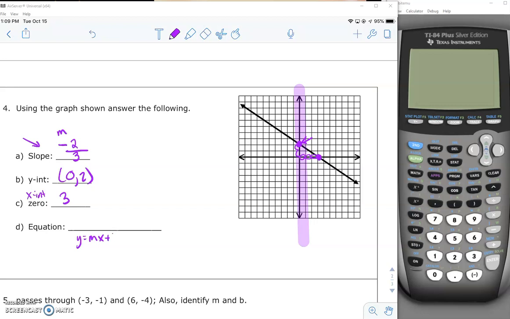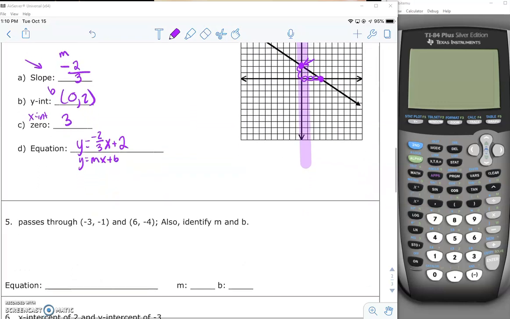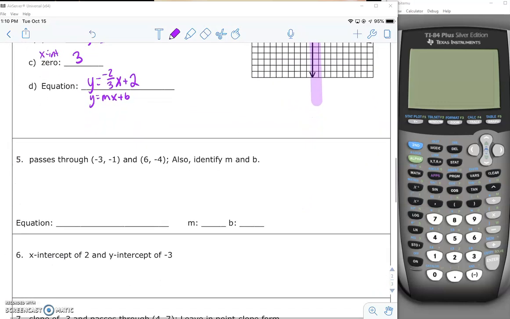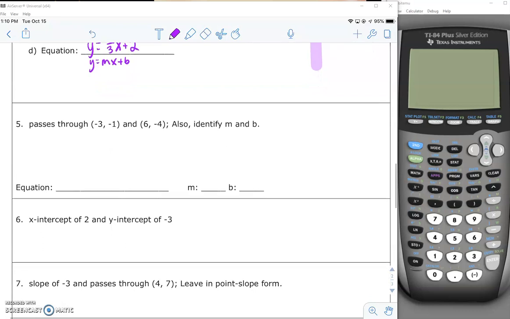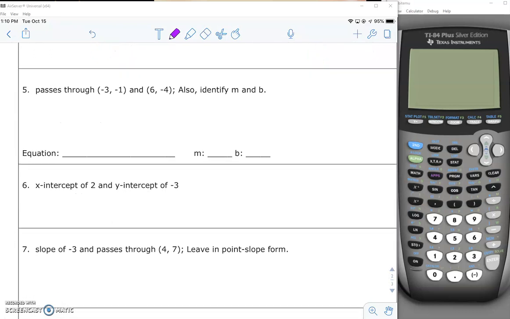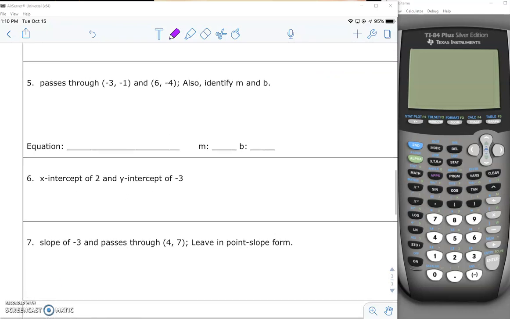The equation, y equals mx plus b. M is our slope, b is our y-intercept, so y equals -2 over 3 x plus 2. Number 5 passes through -3, -1 and 6, -4. Write the equation and identify m and b.